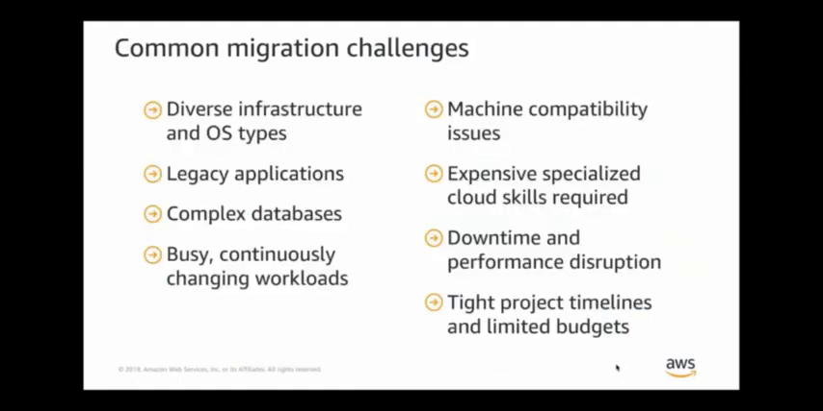Most commonly, what we find is our customers have a diverse set of infrastructures and OS types in their legacy environments. These range from various types of Linux environments as well as Windows environments that support many disparate commercial off-the-shelf products, as well as custom in-built applications that have been around for many years. They are supported by complex databases, and the workloads are continuously changing. Sometimes our customers find that there are machine compatibility issues when we move these workloads from on-prem to the cloud.